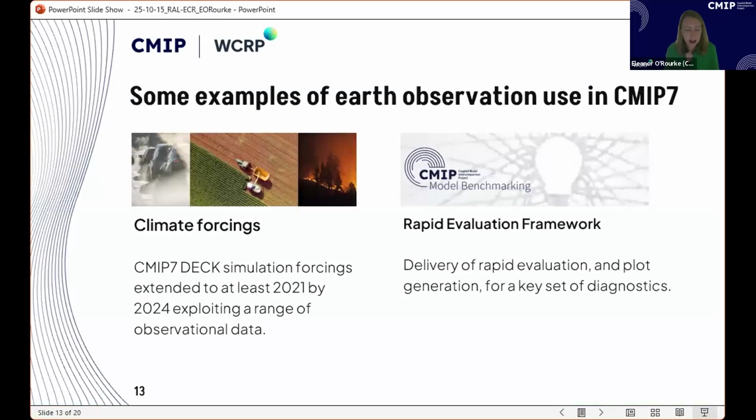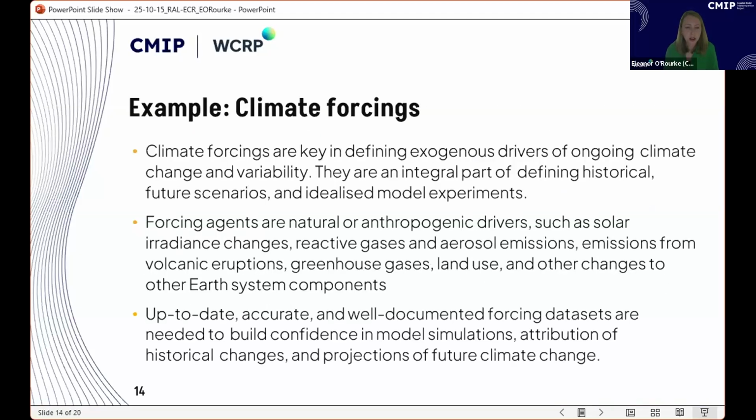So here are some examples of where Earth observations are critical within CMIP and CMIP7. I'll give an example with climate forcings and also our rapid evaluation framework. Climate forcings are really key in defining the external, exogenous drivers of ongoing climate change and variability. They're an integral part of defining the future scenarios and idealized model experiments. So they're really what drives the climate and Earth system models.